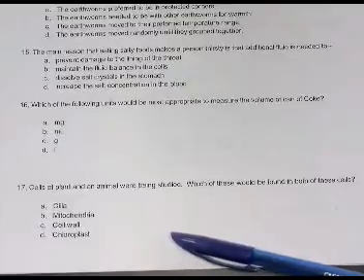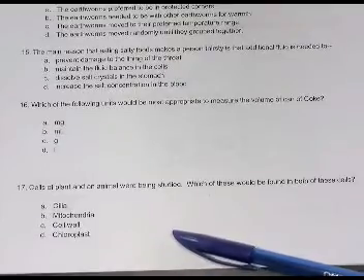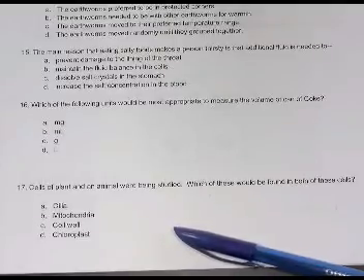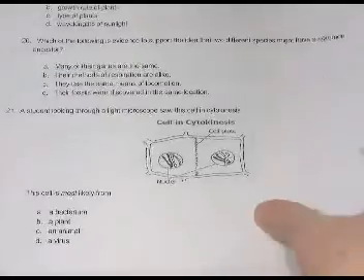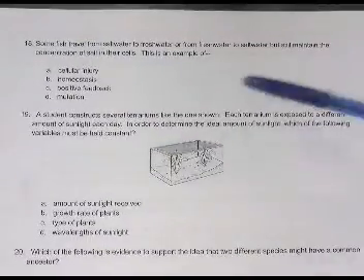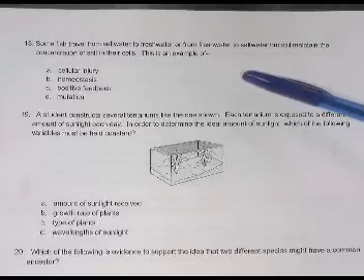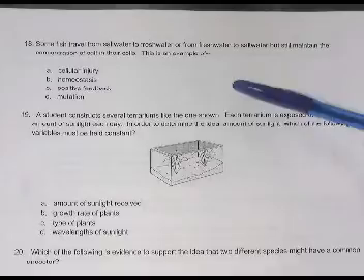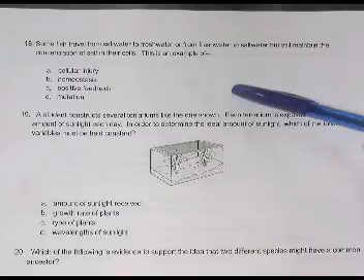17. Cells of plants and animals are being studied. Which of these would be found in both cells? A, cilia, B, mitochondria, C, cell wall, D, chloroplast. 18. Some fish travel from saltwater to freshwater, or from freshwater to saltwater, but still maintain the concentration of salt in their cells. This is an example of A, cellular injury, B, homeostasis, C, positive feedback, D, mutation.